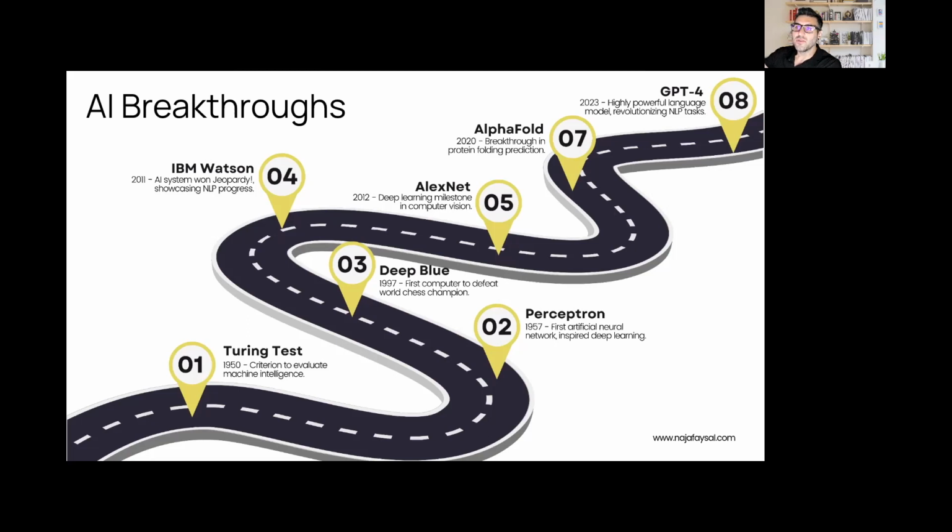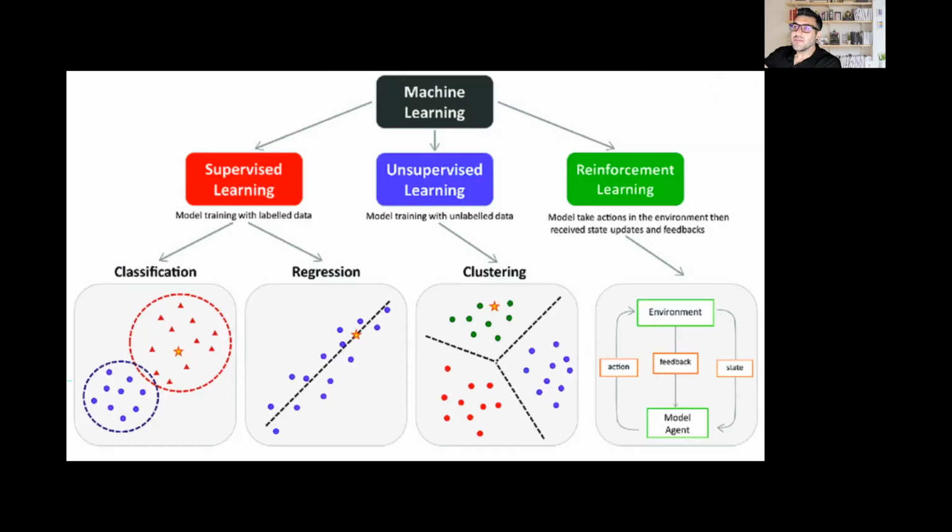And then today we're talking about GPT-4, which is a highly powerful language model revolutionizing natural language processing tasks. AI systems achieve this through algorithms and models that allow them to analyze and process large amounts of data and identify patterns that can inform decisions. And this is what machine learning is.